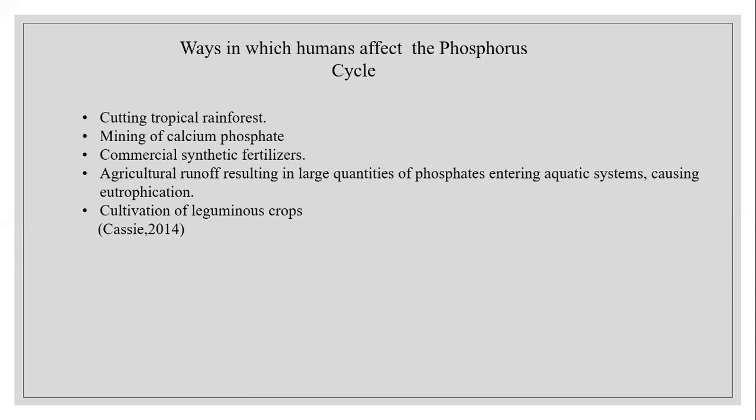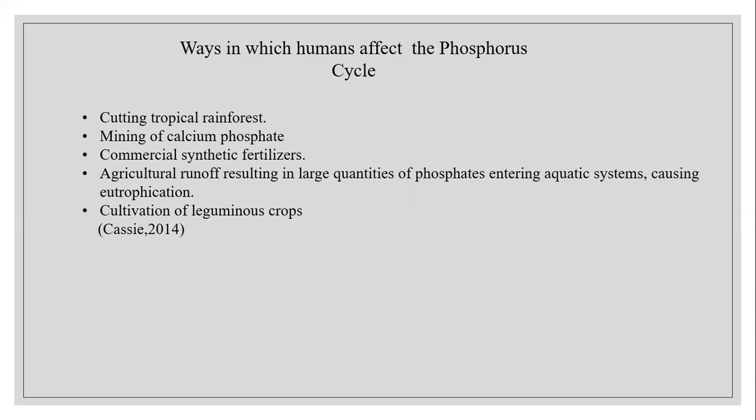Second one, mining of calcium phosphate. The phosphate is obtained through mining of a certain phosphate called apatite. Plants may not be able to utilize all the phosphate fertilizers applied. As a consequence, much of it is washed from the land through water runoff.